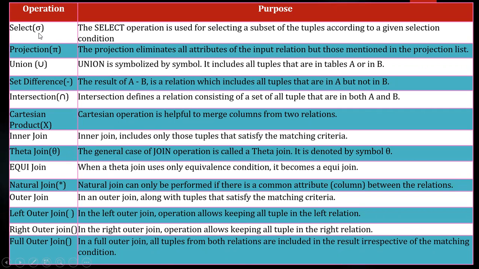Just for reference, you can go through this table which includes all the operations: select, project and rename; union, set difference and intersection as set operations; then Cartesian product; then inner and outer join. In inner join, we learned theta join, equijoin and natural join. In outer join, we learned left outer join, right outer join and full outer join. So these are the operations which we have learned till now.